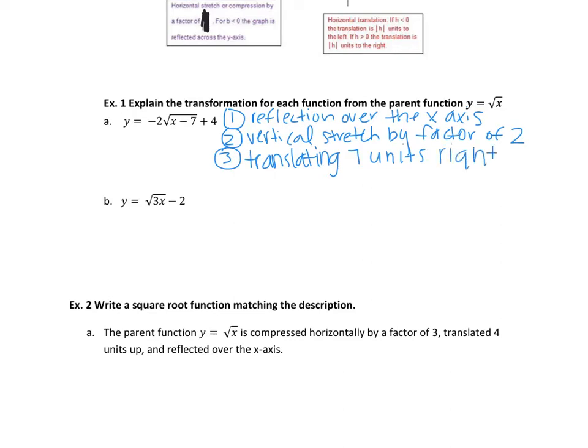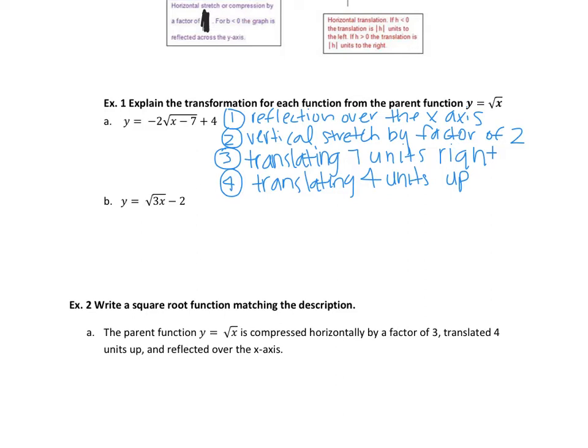And then finally, the fourth thing that we have is this plus 4. You can say translating 4 units up. So make sure that you break it apart and cover each individual thing. Count it up before you start. How many things am I doing to this parent function? In this case, we had 4 different things that we were doing.